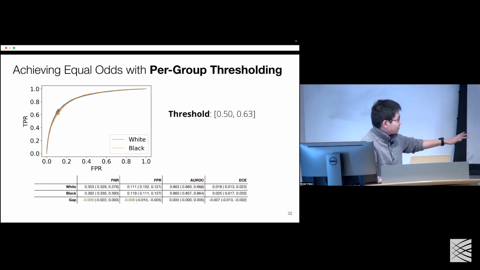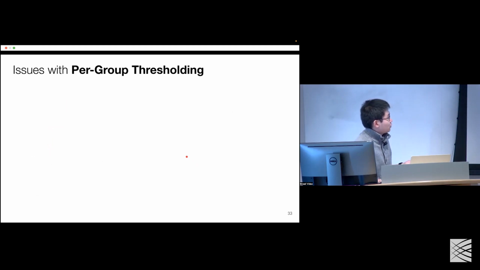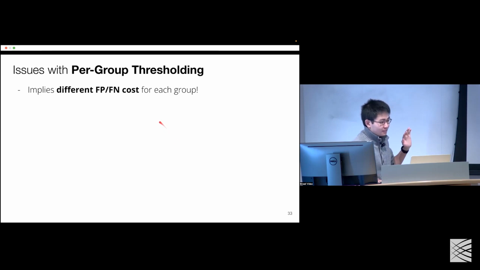So, okay, are we done here? Can we just deploy this model at different thresholds? Is this a good model to use? Well, probably not quite, because there are many issues with per group thresholding. For one, if you remember from the previous couple of slides, this implies that you have different FP and FN costs for the groups, which is another source of disparity. We're assuming, for example, that some groups have higher costs for false negatives than others, which may or may not be desirable.